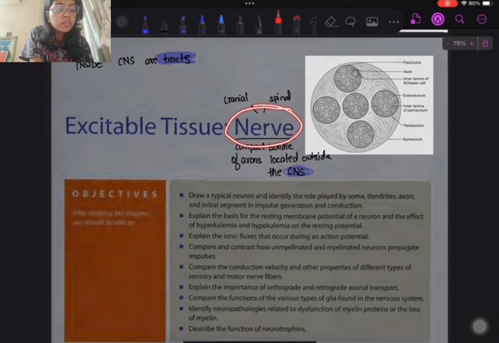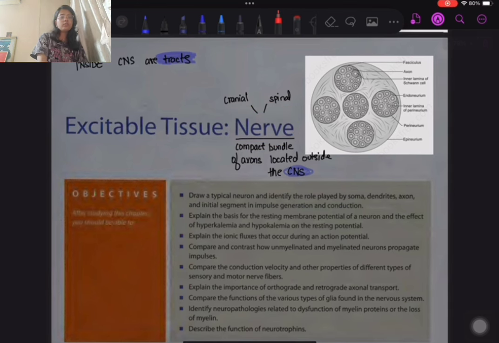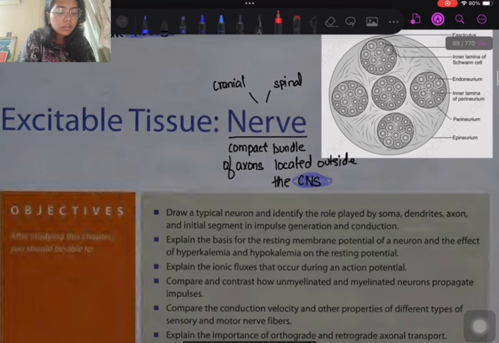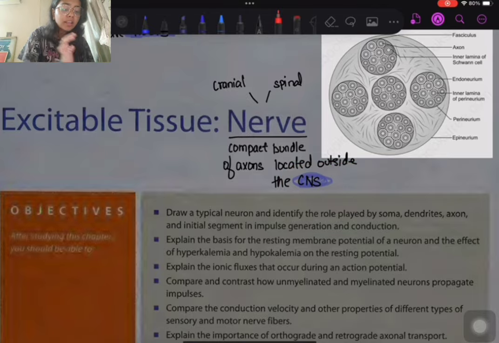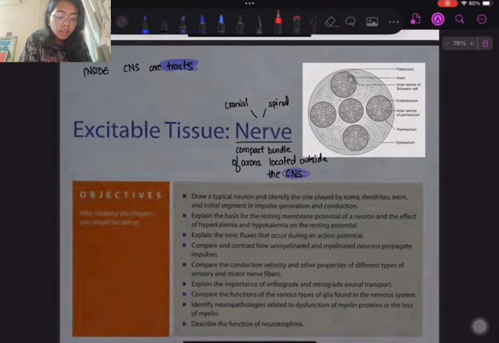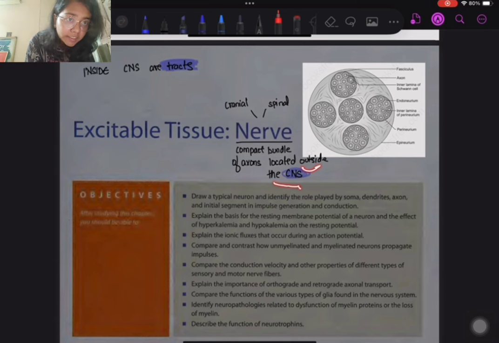Now first of all, what is a nerve? Nerve, it is a compact bundle of axons which is located outside the CNS. Very important is nerve is located outside the CNS. Nerve is a bundle of axons, okay? Not the cell body. Nerve is just the axon which is located outside the CNS.